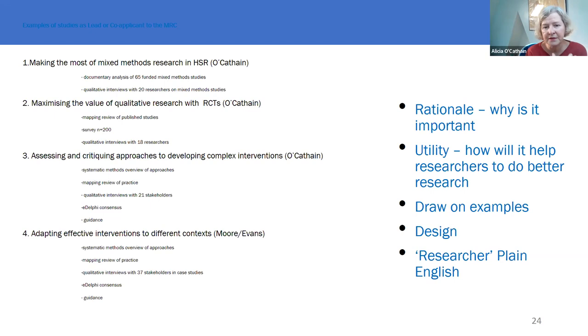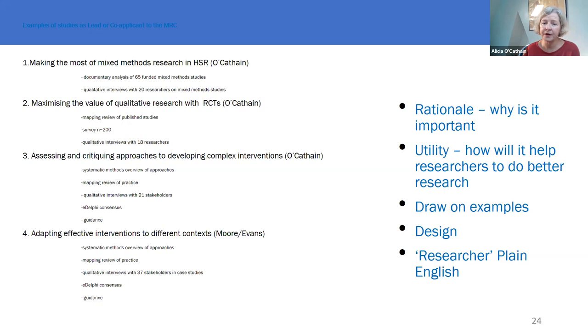The final point I want to make on this slide is that as researchers, we need to use technical language, but our technical language is jargon to researchers who work in different fields and who have different methodological understandings and skills. So it is important when writing these applications to use what I call researcher plain English as much as you can, so the kind of language that all researchers will understand in applied health or social care research and public health research. And by doing that, you can engage a wider range of reviewers and panel members in your work.